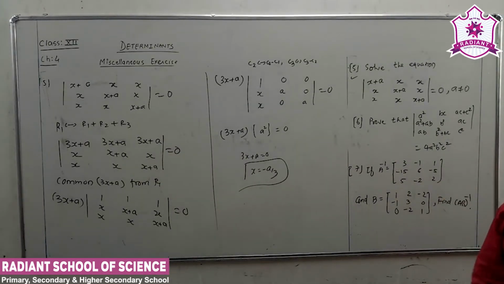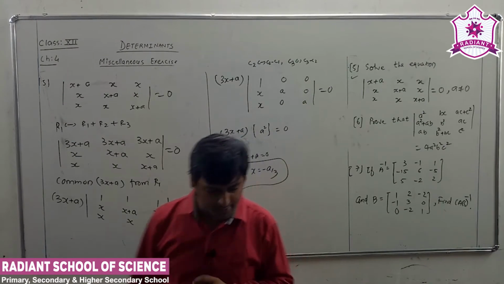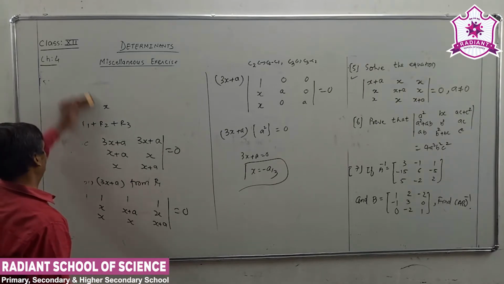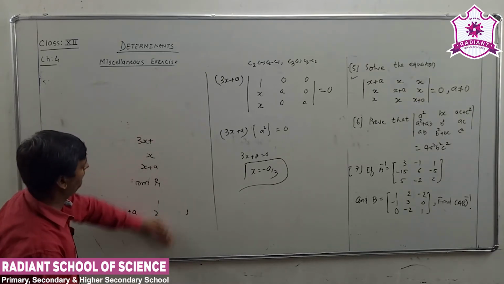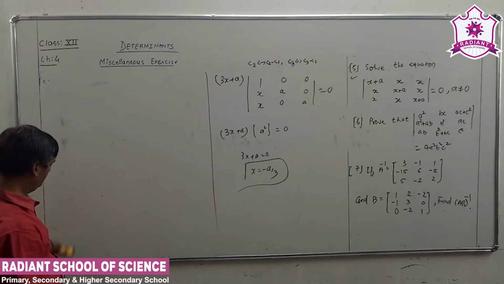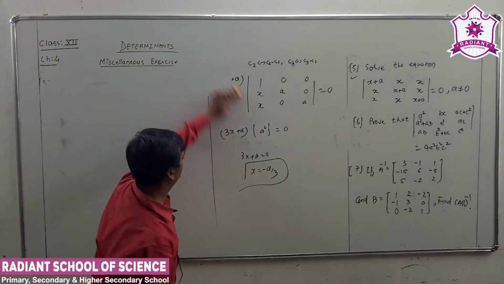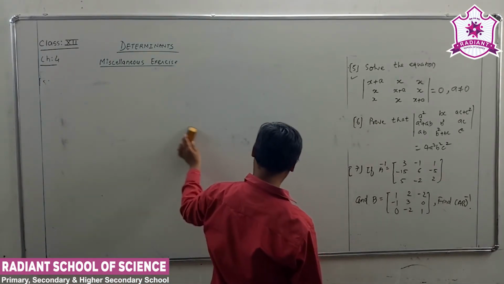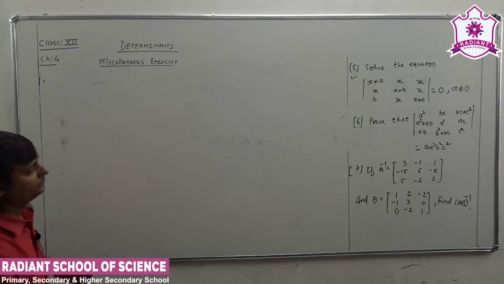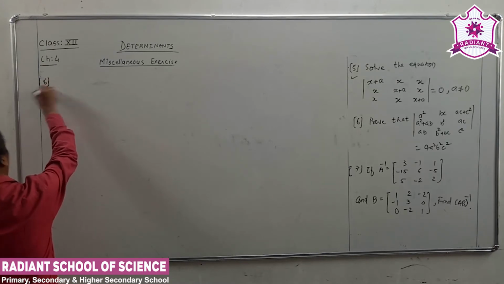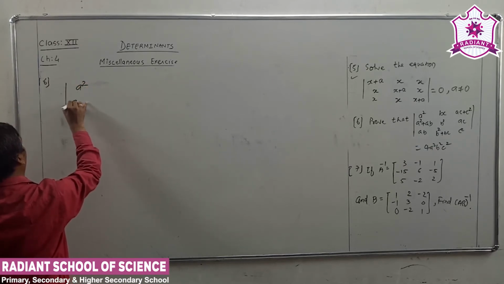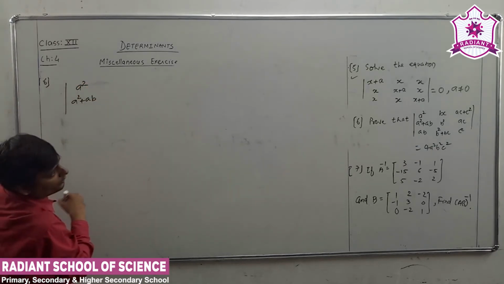आपको prove करना है. So anyway, you take the row or column, doesn't matter. Okay, so let's start. So your result is clear. X is equal to minus a by 3. Now the question 6. Now the sixth one. Right, prove that. The first row is a square, a square plus AB, and AB.